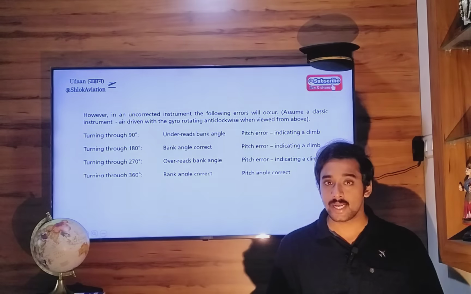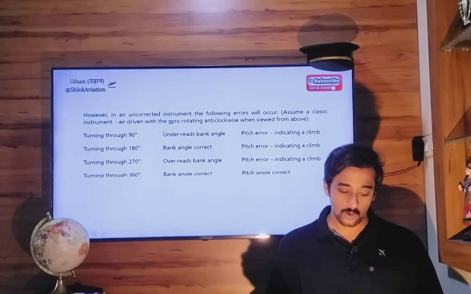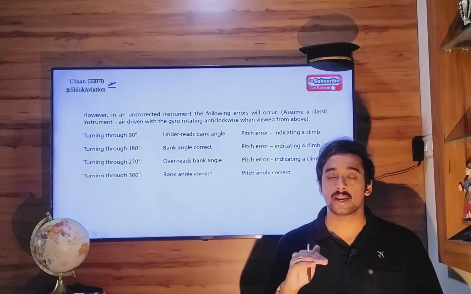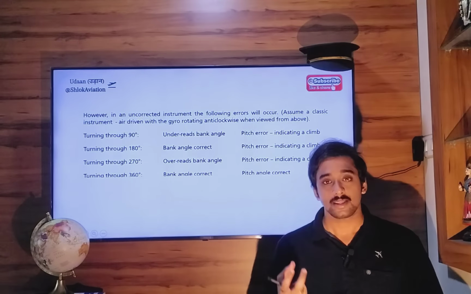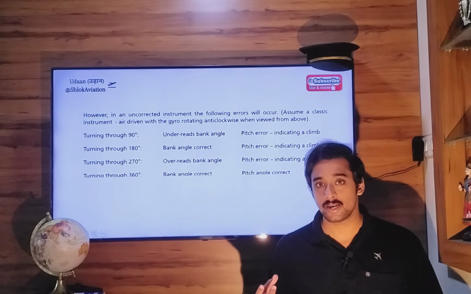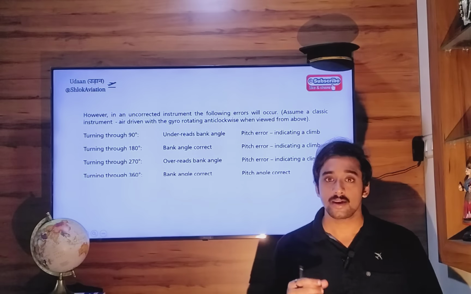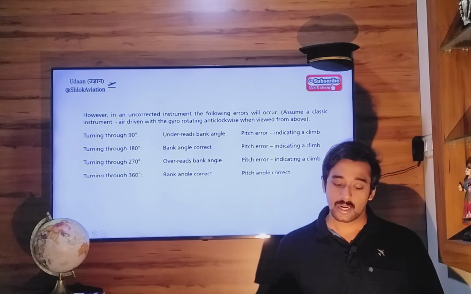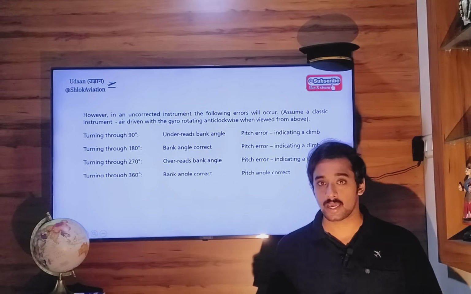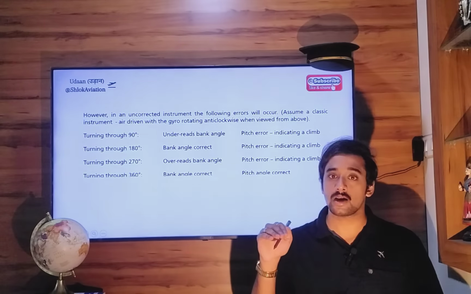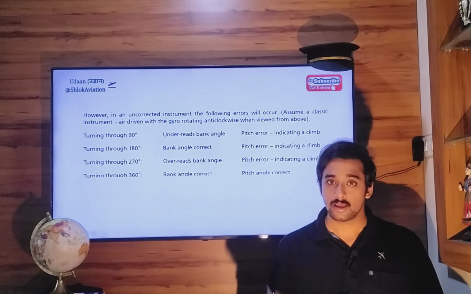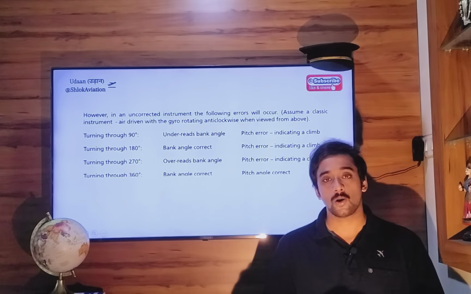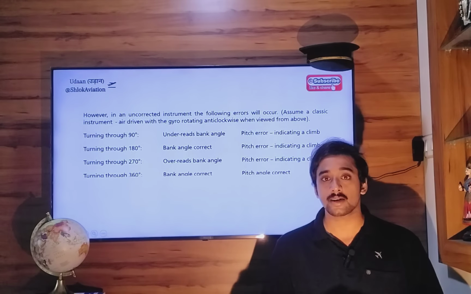When you make a 90-degree turn, the artificial horizon will underread the bank angle. So let's say you're turning your aircraft at a bank angle of 20 degrees. The bank angle indicated by your attitude indicator will be less than 20 degrees, 15, 16, something like that. Underreading will happen and it will show a false climb indication. If you're making a level turn, in spite of that, the artificial horizon will indicate a climbing attitude.